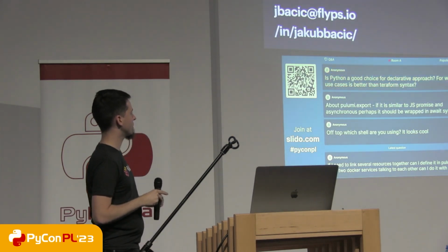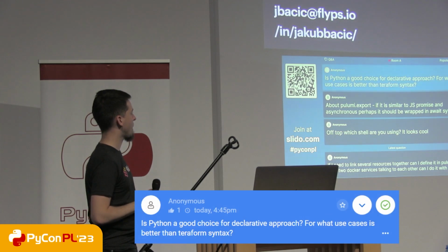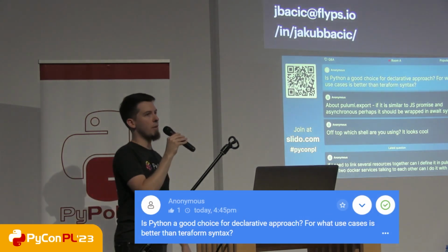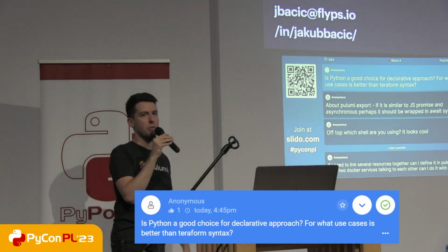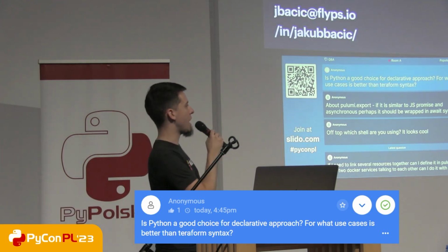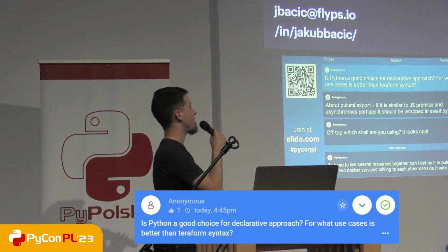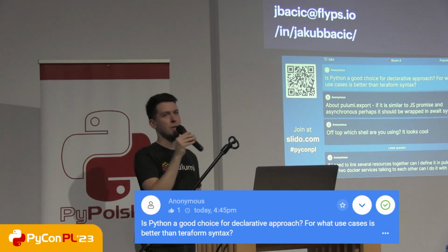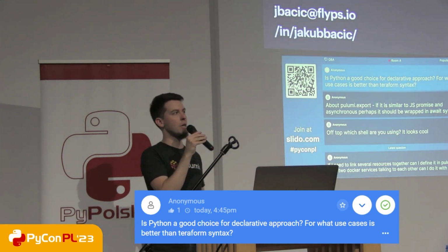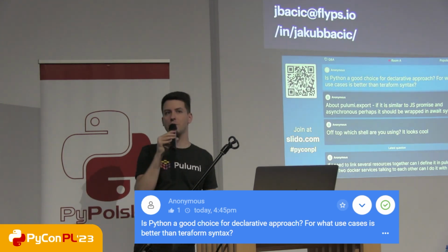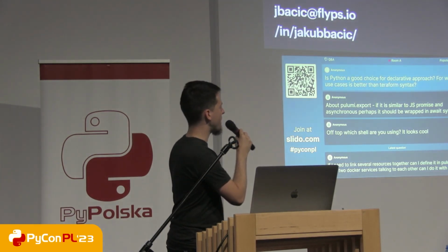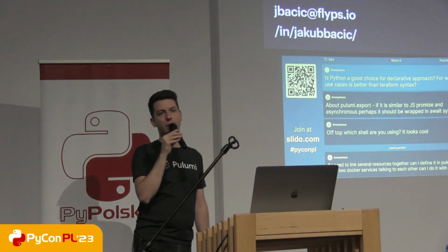Is Python a good choice for a declarative approach? Yes, I think it is, because even though Python itself is an imperative language, writing Python, you can actually declare what kind of resources you want to have in your infrastructure. What are the benefits? If you want to write conditions, loops, or any other stuff, it's much easier and much more readable to do that in Python or any other high-level programming language than it is in Terraform HCL.